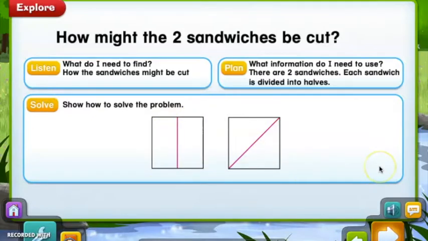I don't know if they're going to talk about it in the next part, but another way that you could also cut a sandwich into halves like this is if you take a line going across the square like this, right? Because you would still have two equal pieces there as well.